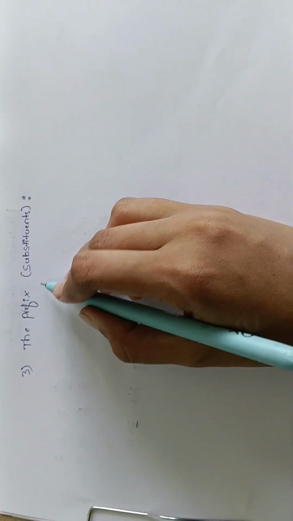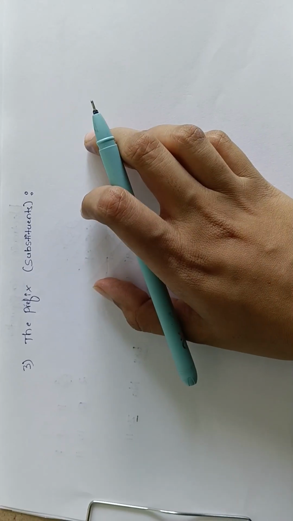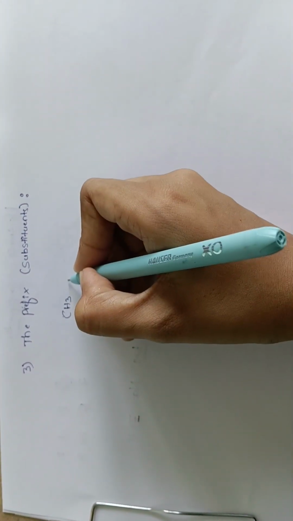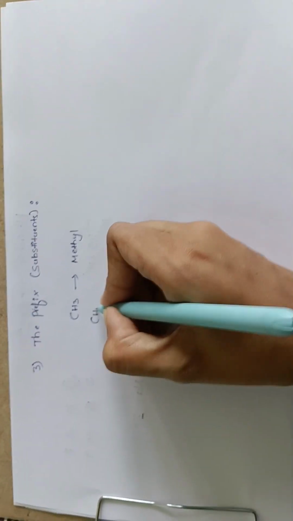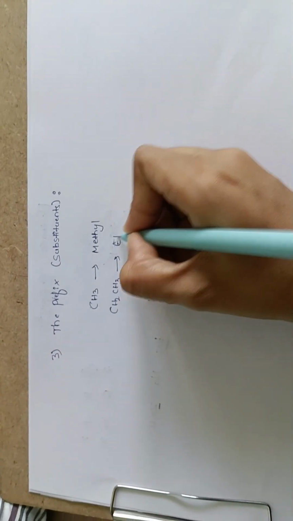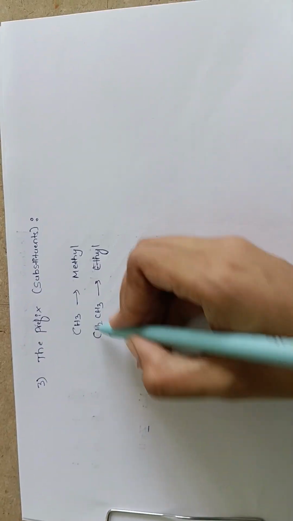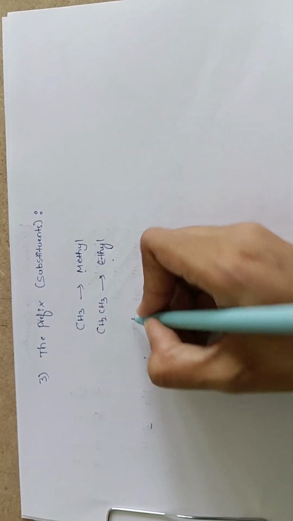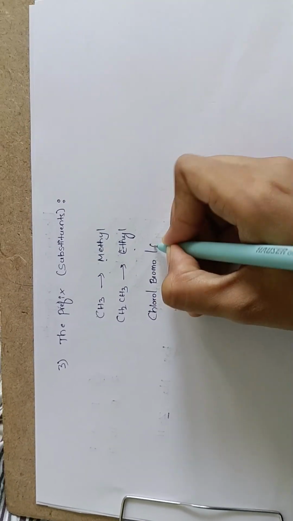Last one is the prefix or substituents. Prefixes are added to the front of the name to indicate side chains or attachments on the main carbon chain, such as CH3 means methyl, CH2CH3 means ethyl. This is the methyl, this is the ethyl. Then the main ones are chloro or bromo.